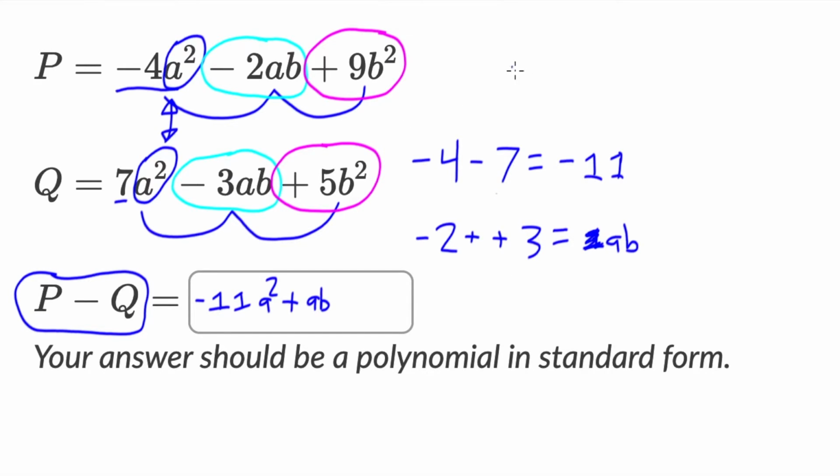So what is 9 minus 5? Well, that's 4. So there is your answer. We're going to add a positive 4, don't forget the variable, plus b squared. So your answer is negative 11a squared plus ab plus 4b squared. That is how you do it.